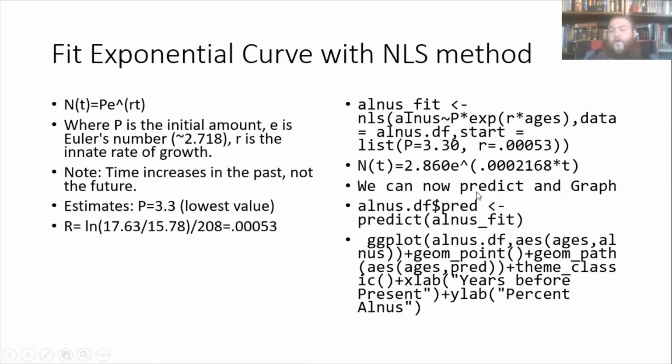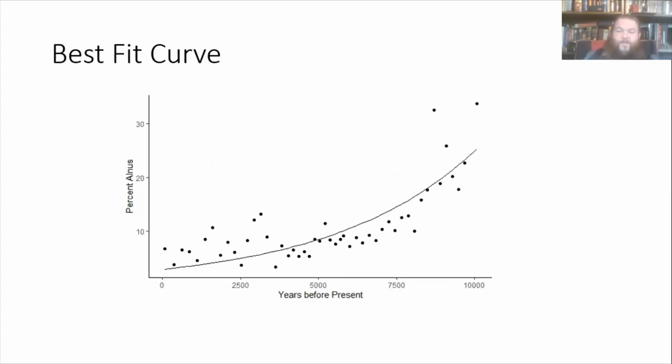We can now use the predict command to predict what the idealized percentage of pollen would be according to that curve, and then we can graph both the actual data and the expected data on the same graph using ggplot, which is that. And then you can see this is a very nice exponential curve. It's got some outliers close to present, and it's got some outliers way in the past, but most of it's fairly accurate.